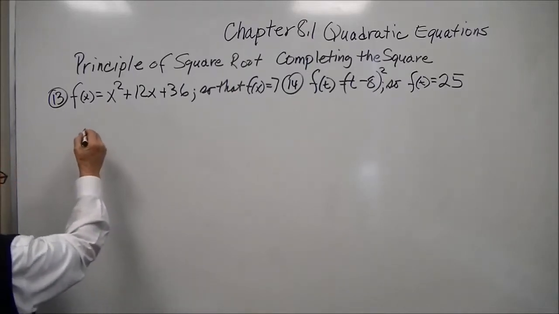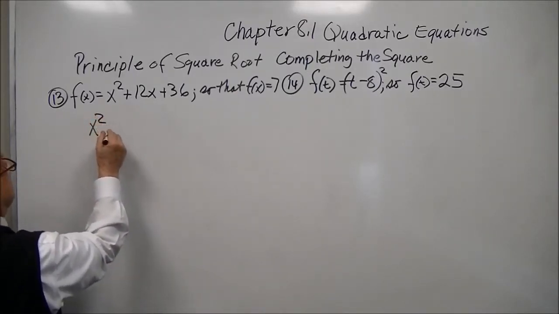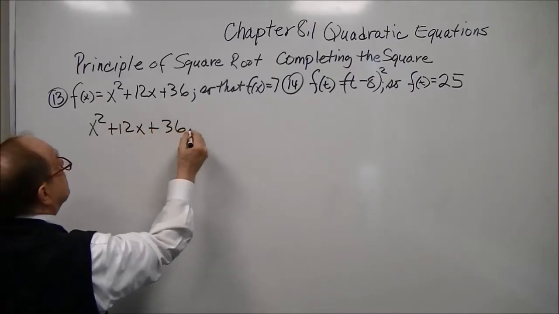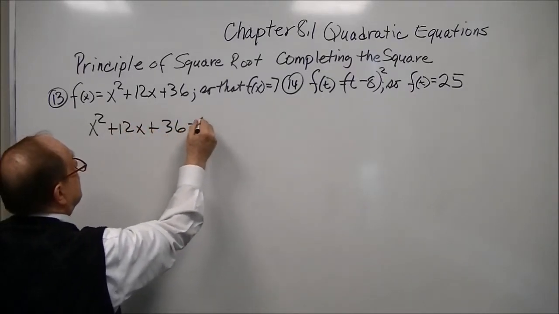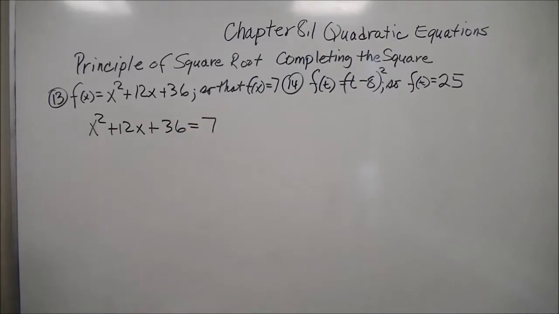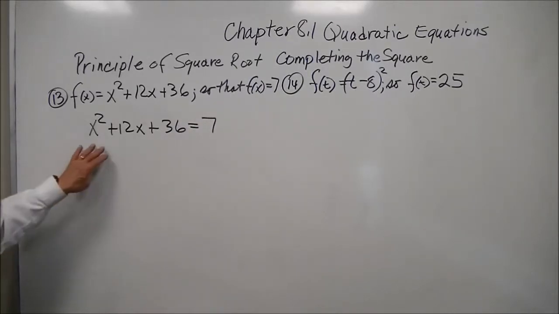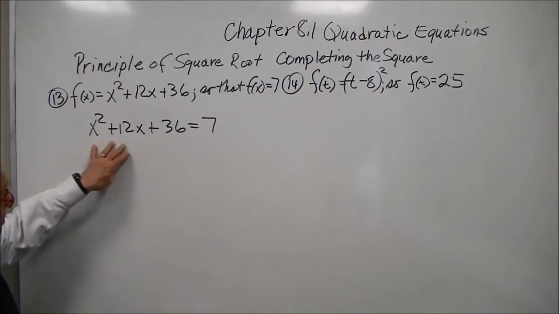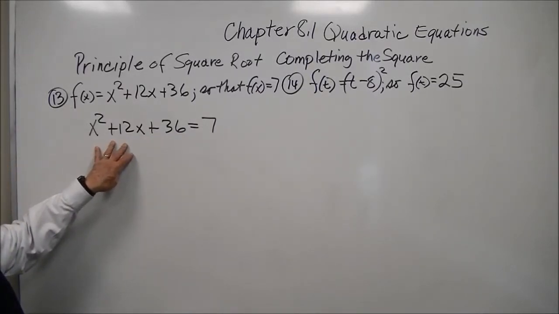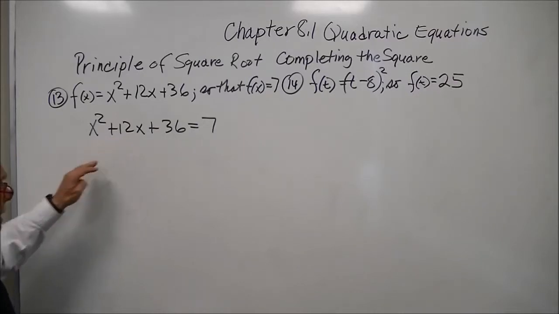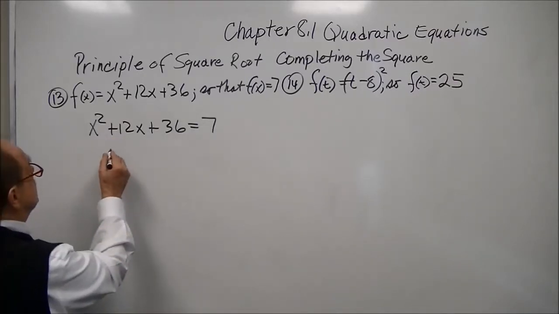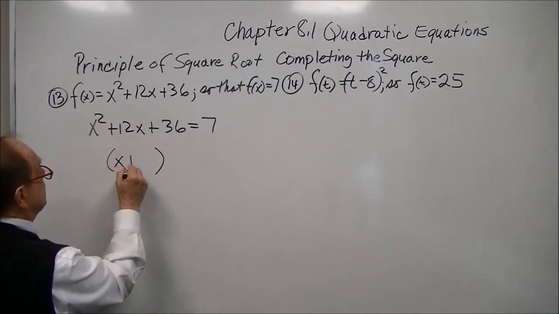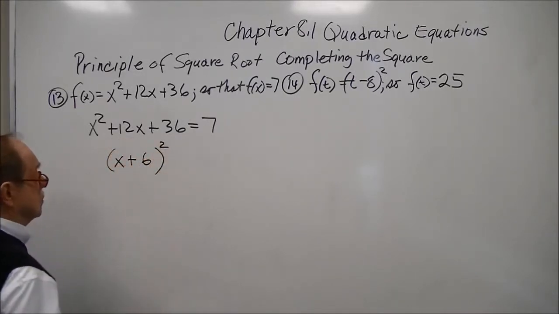Well, let's write it out. x squared plus 12x plus 36 equals 7. Now, I don't know if you see what I see here. This is a perfect square trinomial that will factor into x, half of this, the quantity squared.